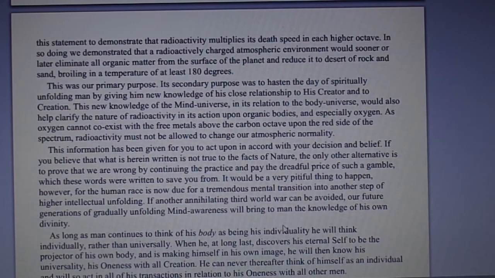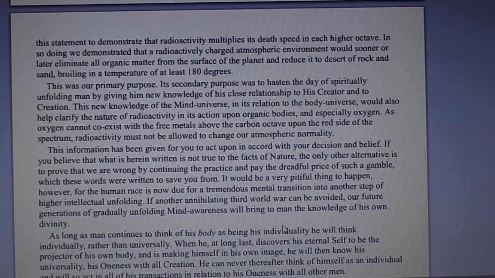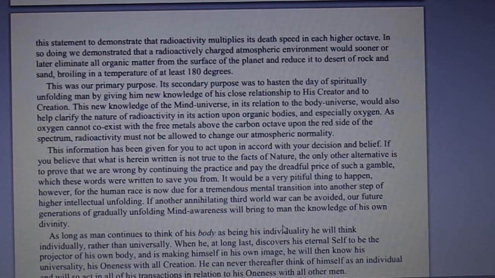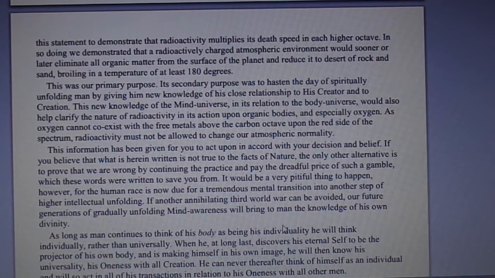This was our primary purpose. Its secondary purpose was to hasten the day of spiritually unfolding man by giving him new knowledge of his close relationship to his Creator and to creation. This new knowledge of the mind universe in its relation to the body universe would also help clarify the nature of radioactivity in its action upon organic bodies, and especially oxygen.